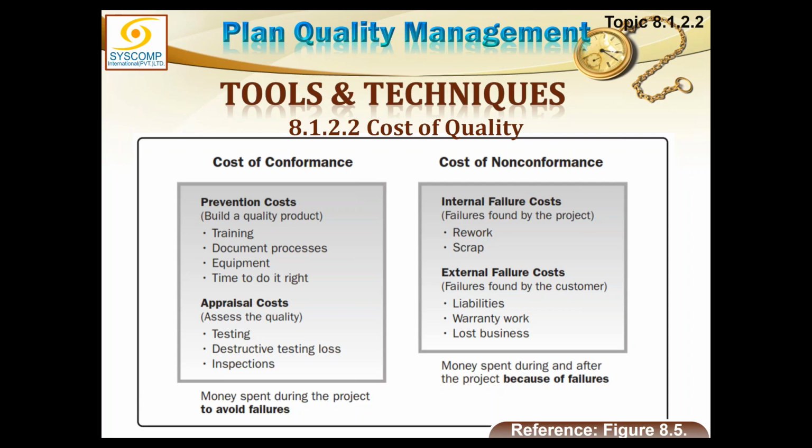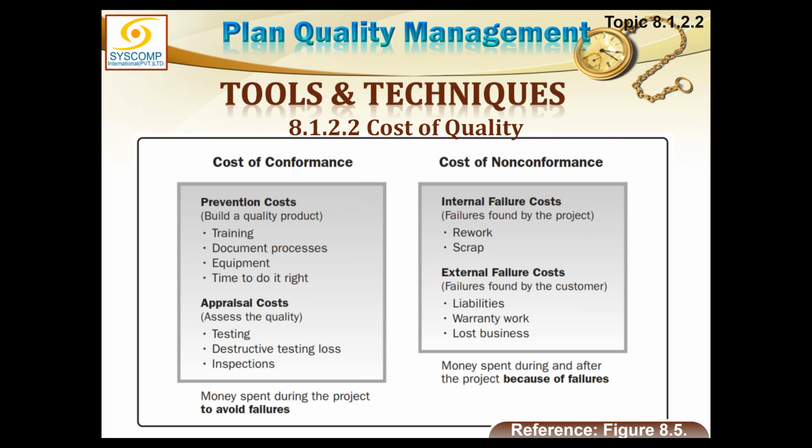But if a single item goes to market bypassing the quality control test and it is caught by the customer, they may impose liabilities on us. We may have to provide them warranty services, and sometimes you lose business. If you go to a restaurant and they do not serve you well, they have lost the business. You will never go there again. That is a lost business. So these are all external failure costs.